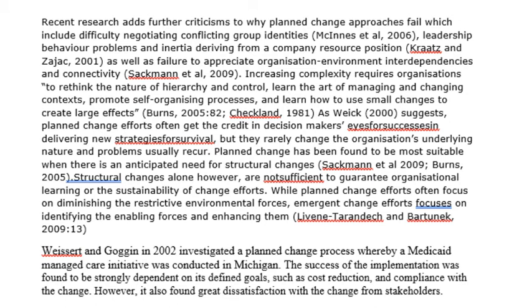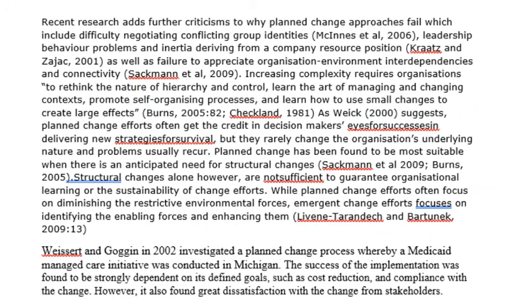Increasing complexity requires organisations to rethink the nature of hierarchy and control, learn the art of managing in changing contexts, and promote self-organising processes, and learn how to use small changes to create large effects. Burns, 2005. As Wyke 2000 suggests, planned change efforts often get the credit in decision-makers' eyes for successes in delivering new strategies for survival, but they rarely change the organisation's underlying nature, and problems usually reoccur.